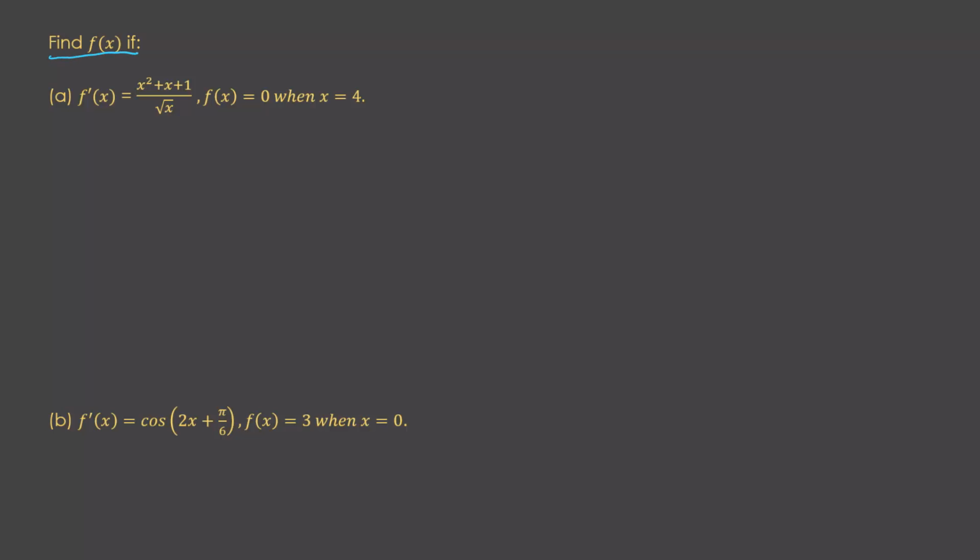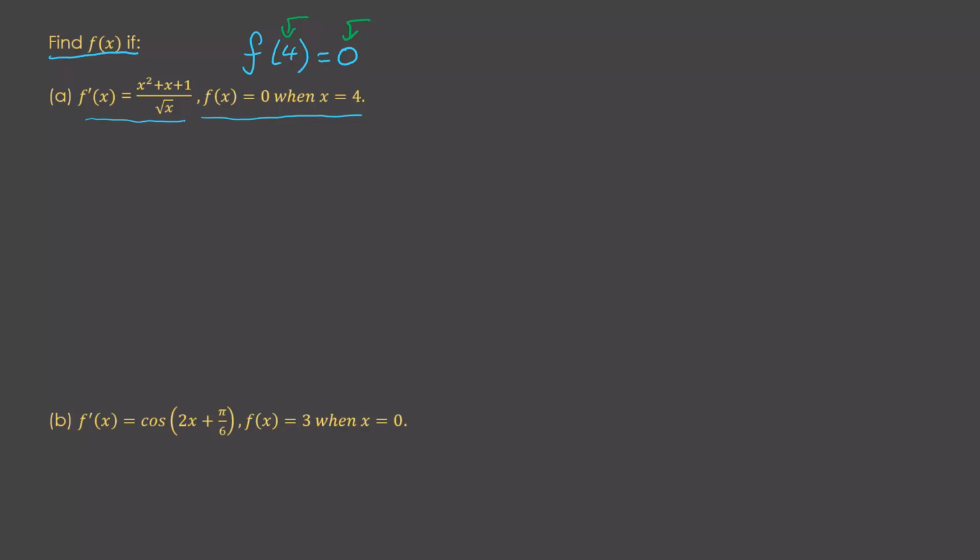Find f of x if f dash x is this expression, and f of x equals 0 when x equals 4. Just note here that it's very likely that you would get this expressed to you as f of 4 equals 0. And you're supposed to spot that this is the x value and this is the y value.